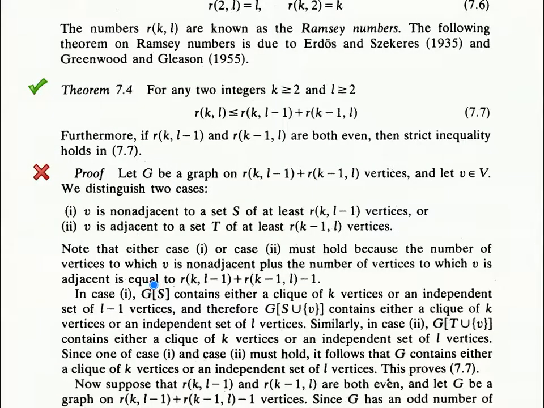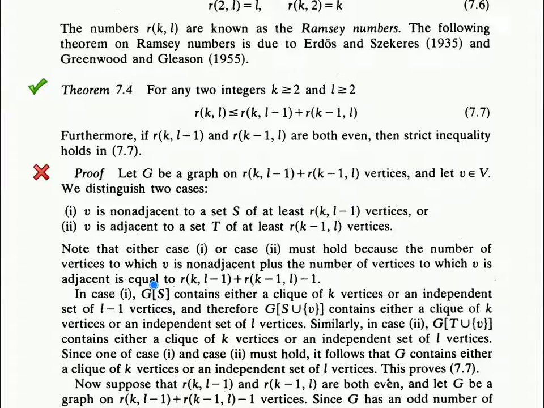No problem. This maybe looks very trivial, but it is necessary for what follows. Let's see what happens with 2. Now, R(2, L) equals L, R(K, 2) equals K. Let's see why. R(2, L) equals L. It means if you take any graph with at least L vertices, either it contains a clique of 2 vertices, or it contains an independent set of L. Why is it so?